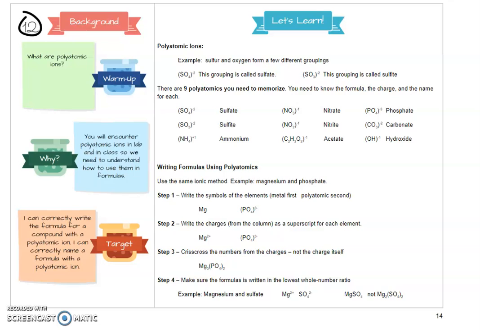So first thing is, what is a polyatomic ion in definition? Okay, so we're going to be looking at these polyatomics today. What they are is a group of atoms, called many atoms to clarify, together with one charge. That means as a group they have one charge. Some examples: sulfur and oxygen form some different groupings. SO4, so one sulfur and four oxygens, has a -2 overall charge. It's called sulfate. Okay. SO3, so three oxygens, one sulfur, has a -2 overall charge.